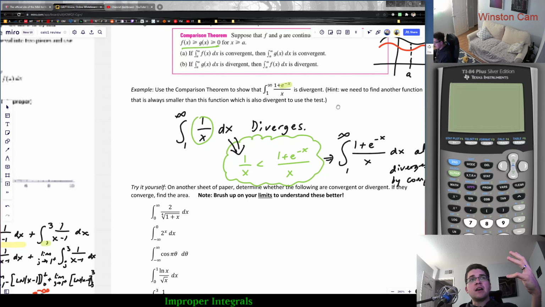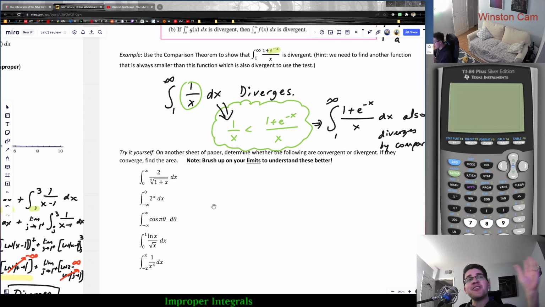And as usual, some practice questions for y'all. Try it out yourself. See if you can get a handle on improper integrals, whether they're type 1 or type 2 or both, and practice extracting the limit, doing the math.